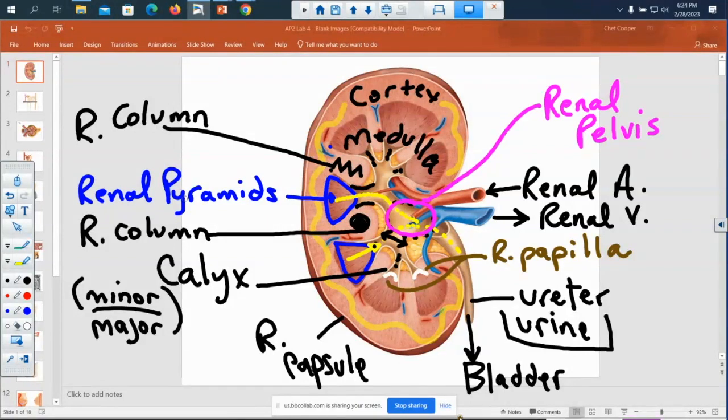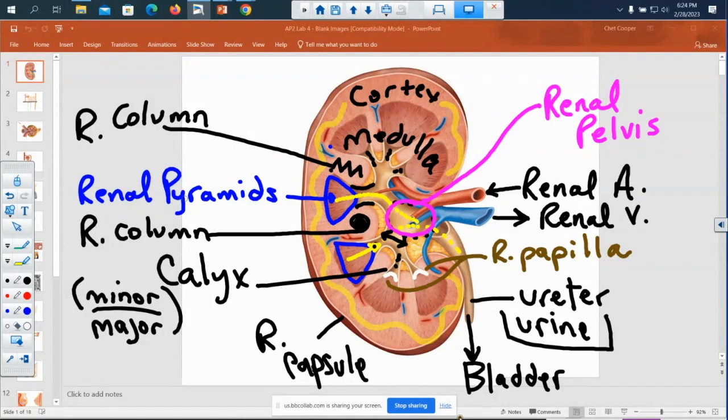Papilla can be spelled with an A or an AE, whether it's singular or plural. I don't care. You can do it either way. I'm okay with that. So these are the major anatomical structures of a kidney.